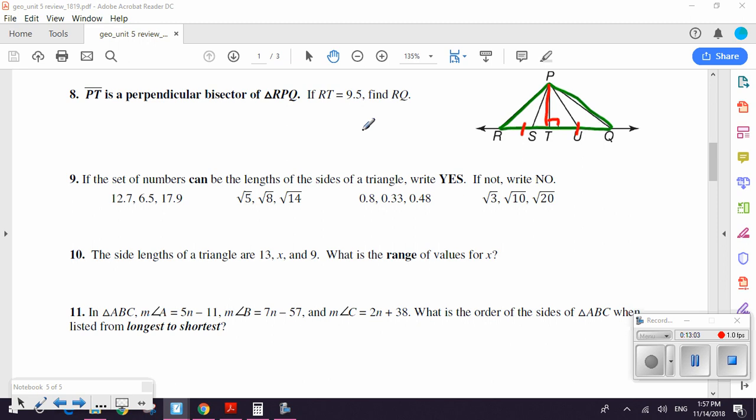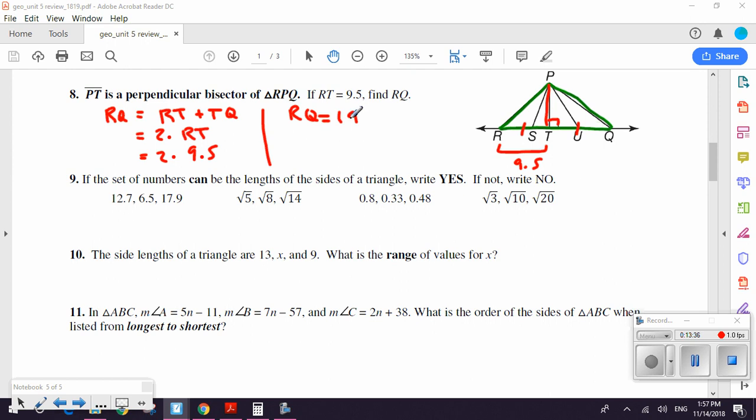And then it tells us the distance from R to T is 9.5. Find the distance from R to Q. So RQ is equal to RT plus TQ. And again, since RT is the same as TQ, we can say 2 times RT. So that means 2 times 9.5, which is 19. So RQ equals 19.